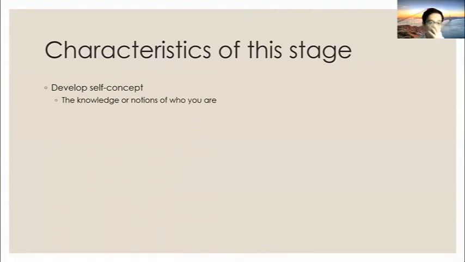So there are some characteristics of this stage. The first one is that that's the stage that is really crucial for them to develop self-concept. So self-concept is the knowledge about themselves. So self-confidence is a part of self-concept, the knowledge about who they are. They start to realize that, oh, they themselves are a person. They themselves have different kinds of aspects, just like other people. So who they are, they want to know about it. So they kind of develop a self-concept.